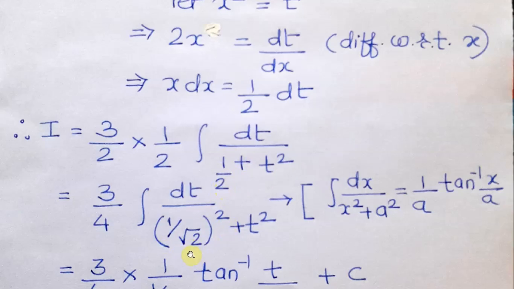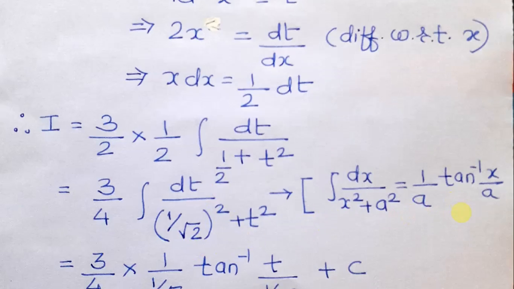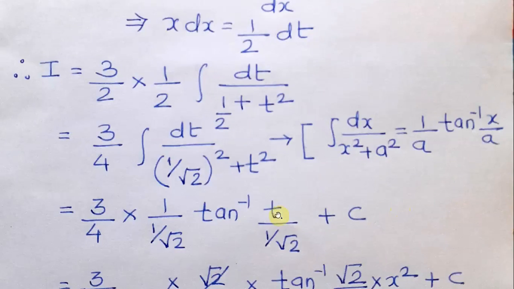So we can say here the value of a will be equal to 1 upon root 2 and the value of the variable, x, is equal to t. Now you can compare this formula with our term. Then we can apply 1 upon a tan inverse x upon a. Now I am keeping the values in the formula. 1 upon a I am keeping as 1 upon root 2, tan inverse of the variable, here t, and upon again a, which means 1 upon root 2.